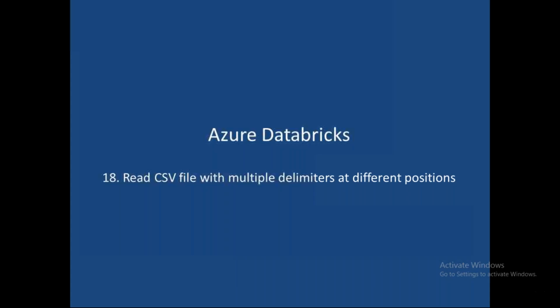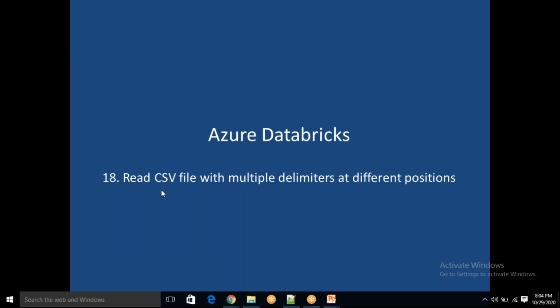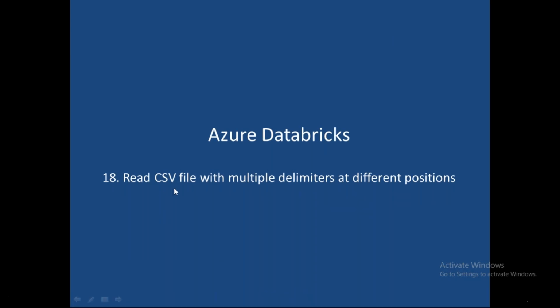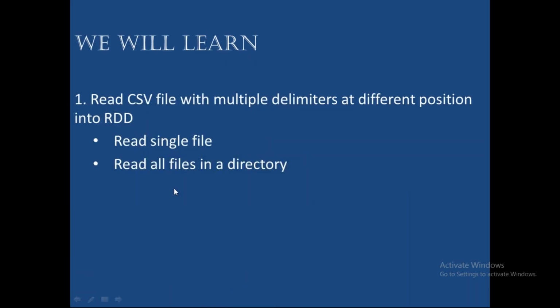So for that, let's click on this. Now we are going to see how to read a CSV file with multiple delimiters at different positions. In this, we will see this particular file. If you want to process it, you need to read this particular file into an RDD. Once you read this data into the RDD, you need to apply a transformation by using regular expressions to identify the different delimiters which you have in a file.